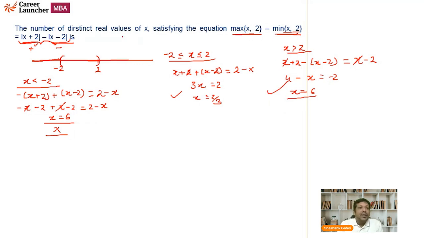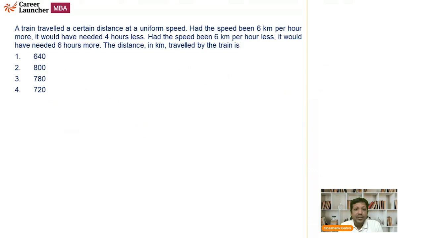So how many values of x are we getting? 2 values. Now the thing is, if I'm going to get this kind of question in the exam, and if this is new to me, I'm not even going to solve this question. I'm just going to look at this question and leave it. This is that kind of question where you need to have a very thorough knowledge about mod and maximum minimum function, and then only you can take it forward. Now let's move on to the next one.